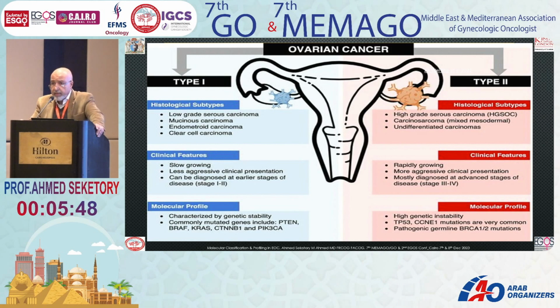The other types, type 1, are the low-grade serous carcinoma, mucinous carcinomas, endometrioid, and clear cell, which are slowly growing. The low-grade carcinoma, though, presents in an advanced stage but has an indolent course. Although it is a little bit chemo-resistant, you have a very extended life expectancy even after relapse. The genetic instability is very minimal.